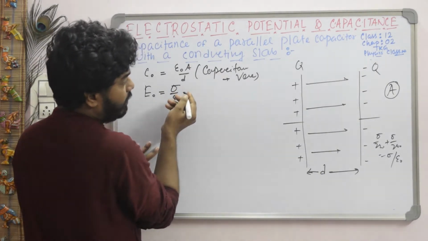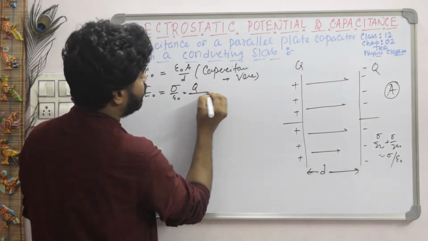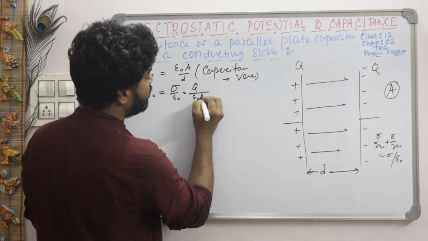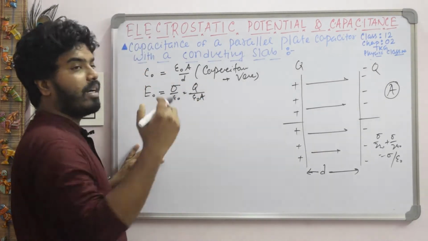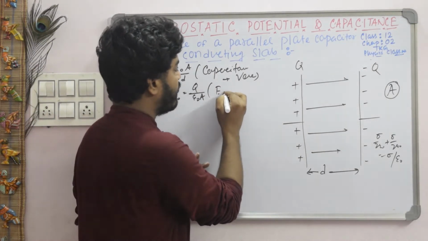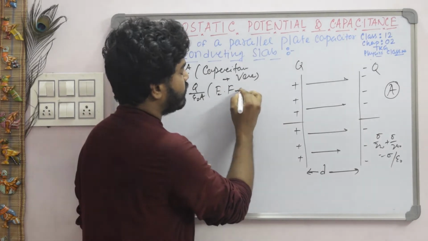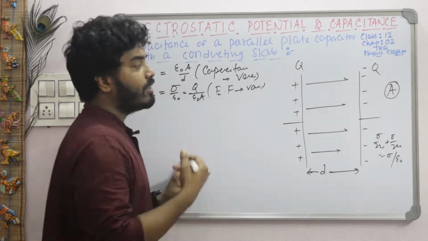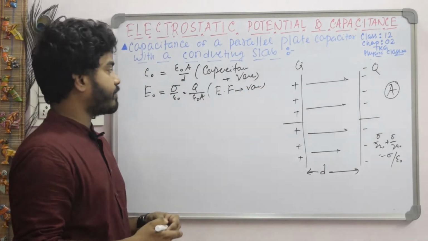In place of sigma, you can write Q by A epsilon naught. So what is sigma? Sigma is called the surface charge density. So this is the electric field when there is a medium, that is vacuum.